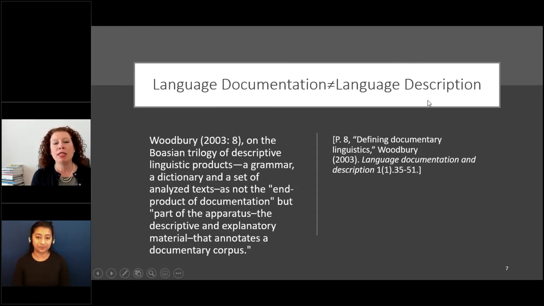And I think it's important to explicitly note that language documentation is not equivalent to language description. Woodbury gives us a nice discussion of the impact of the Boasian trilogy of descriptive linguistics: the grammar, the dictionary, and that set of analyzed texts. They're not the end product of documentation, but they're part of the apparatus, the descriptive and explanatory material that annotates a documentary corpus.